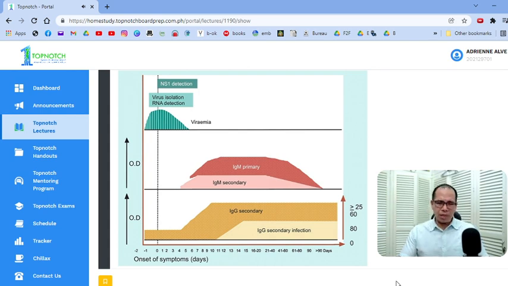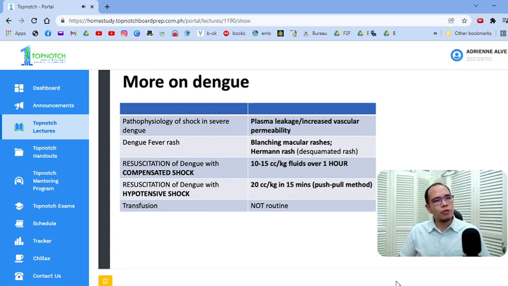Okay? Dahil kuminsan, when you take it on 4th day, kuminsan pwede mag-negative yung parehas na test mo. So medyo gray zone yung 4th day. Alright? So other important things that you want to know on dengue, already said, this pathophysiology. Okay, the rash is usually a blanching macular rash. Okay, and during the phase of recovery, pag pagaling na sila, nagkakaroon na ng tinatawag na Herman's rash.